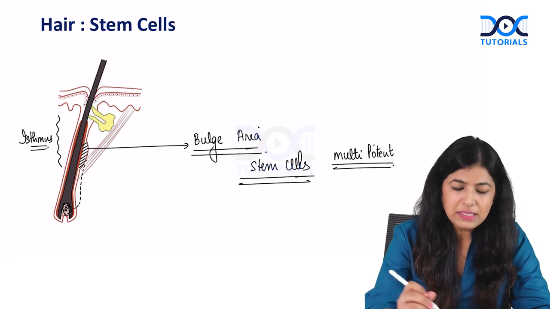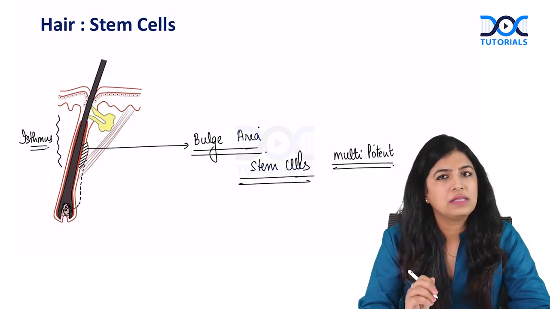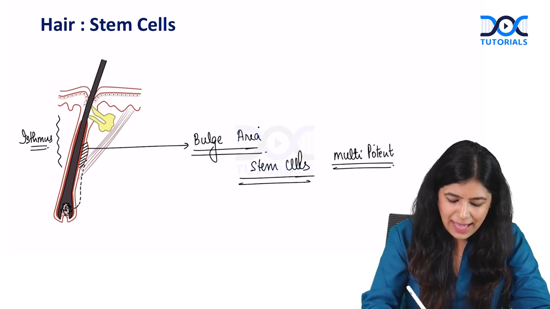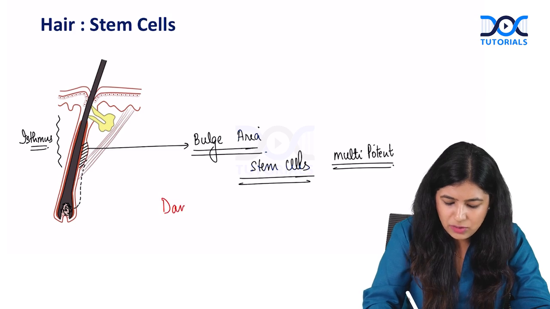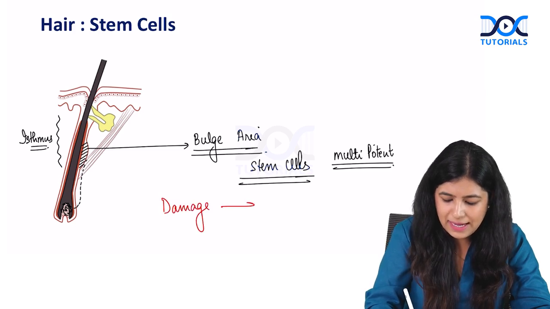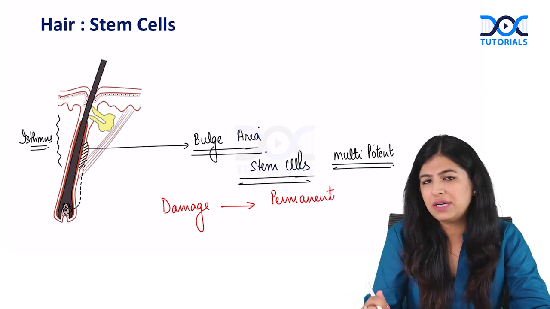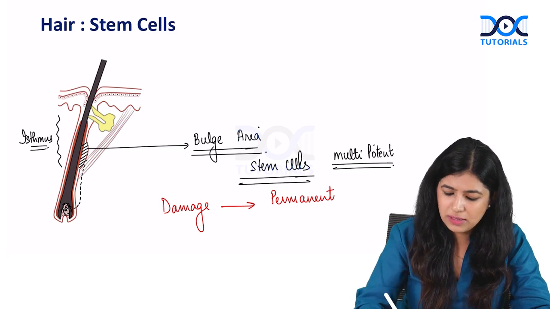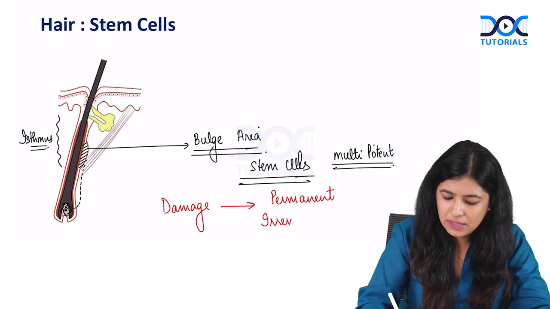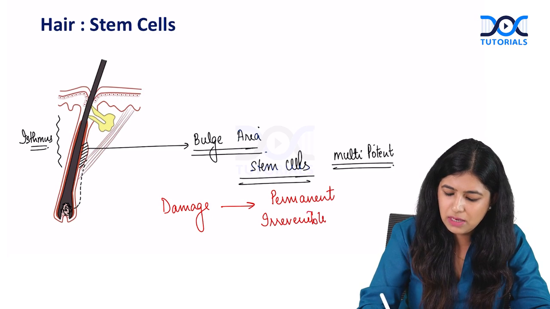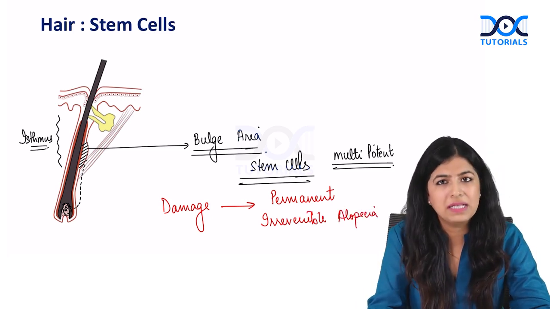These multipotent cells travel from the bulge area into the hair matrix where they divide and form the hair. Now, if there is damage to the bulge area, the stem cells will be damaged and this will lead to a permanent and irreversible alopecia. So if the stem cells are damaged, how will the hair be regenerated? It cannot be. So there will be a permanent, irreversible alopecia when there is damage to the bulge area.